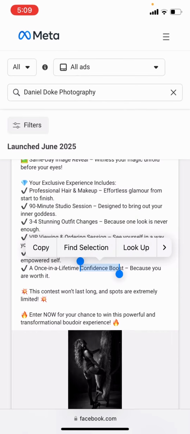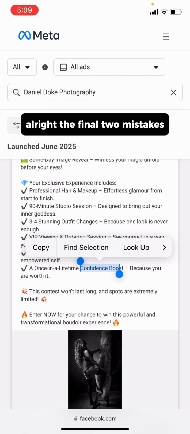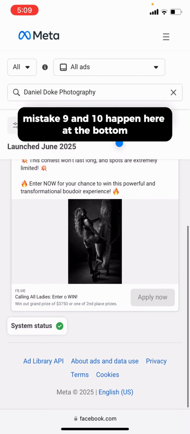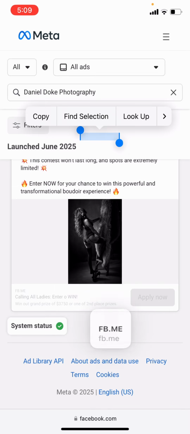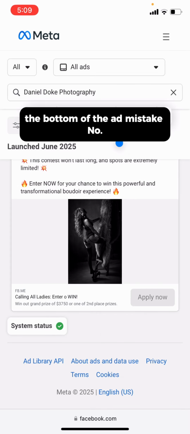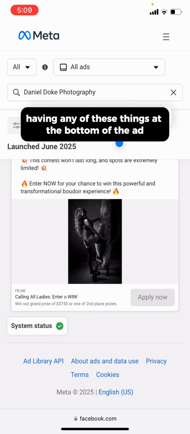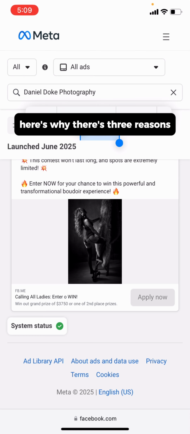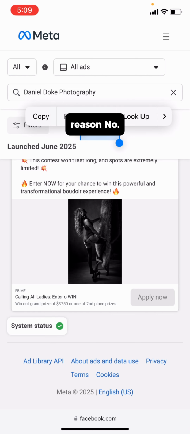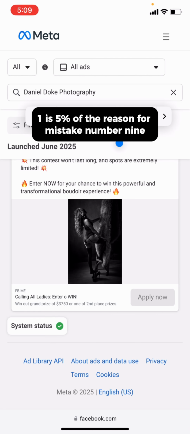Scale the business. All right, the final two mistakes. Mistakes 9 and 10 happen here at the bottom of the ad. Mistake number 9 is having text below the creative: a headline, description, or a button. Having any of these things at the bottom of the ad is always a mistake. Here's why. There are 3 reasons. Reason number 1 is 5% of the reason for mistake number 9.